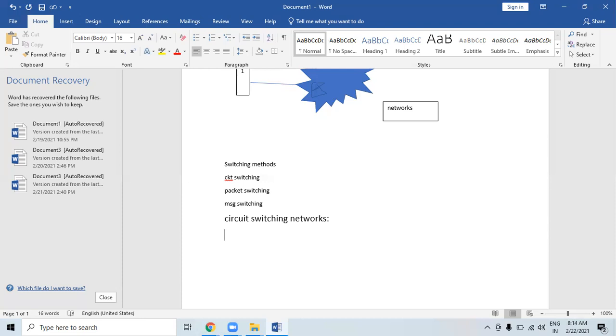Circuit switching is used in the telephone network. So what is the application here?